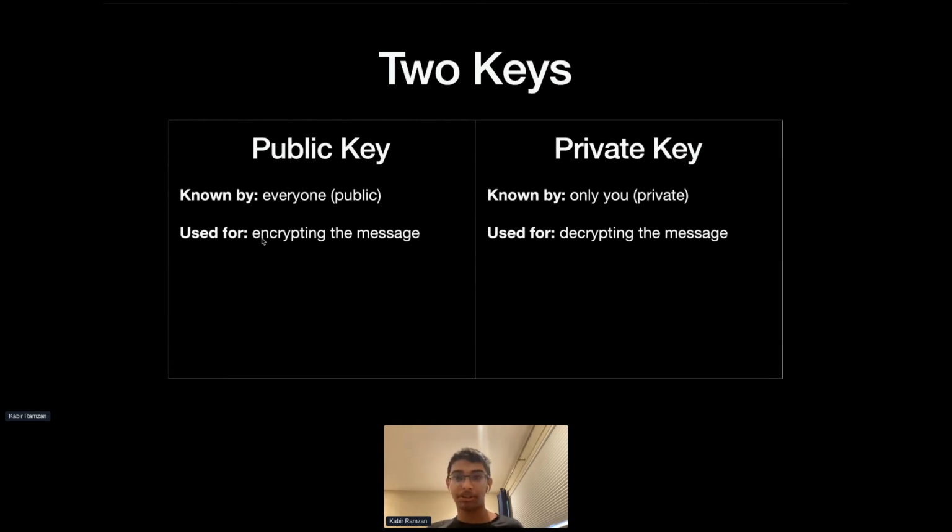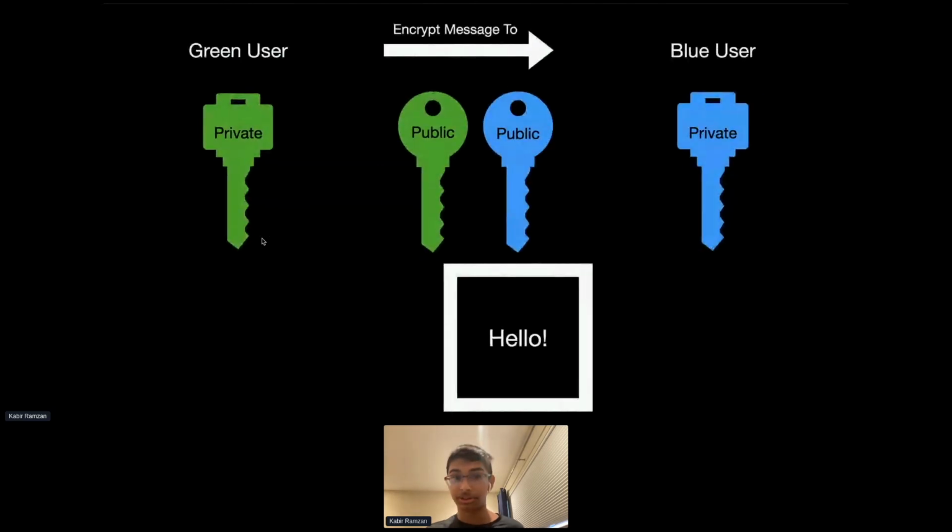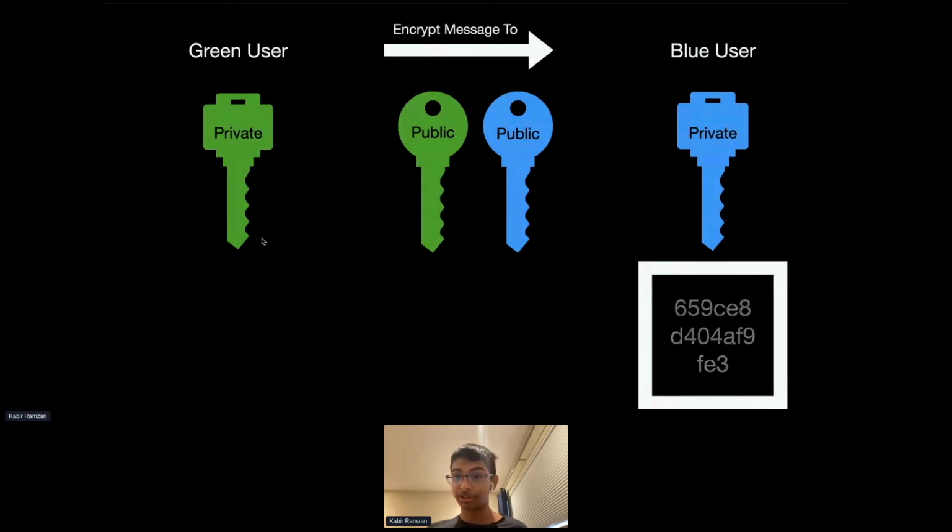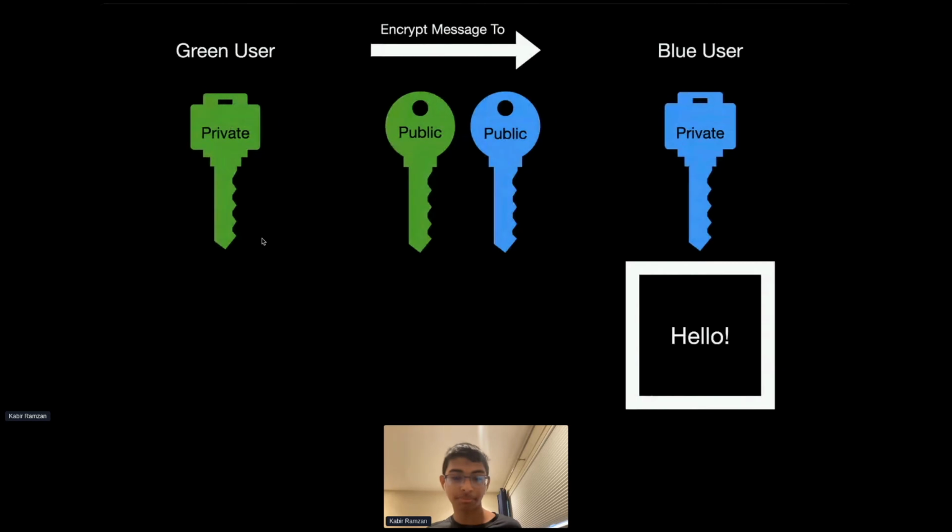Otherwise, if you're using symmetric encryption and you give that one key out, it can be used for both encrypting and decrypting, which means other people can decrypt your messages, which is probably not something that you want. So here's a little diagram of how that works. If the green user wants to send an encrypted message to the blue user, they use the public key to encrypt it, and the blue user can use their private key to decrypt that message.